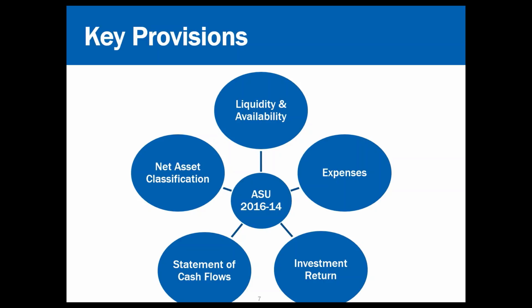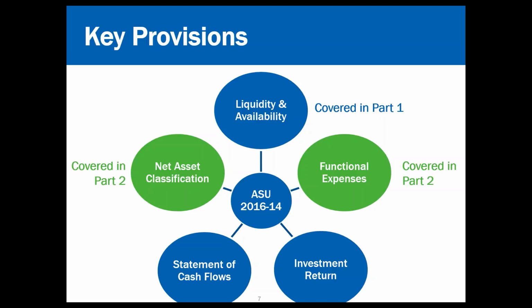We see this provision as being the most significant. We're going to understand that liquidity and availability, being the most significant change in the new FASB provision, affects our financial statement disclosures. We'll keep that in mind as we look at the tool and see how we might be able to calculate our liquidity for our future disclosure.